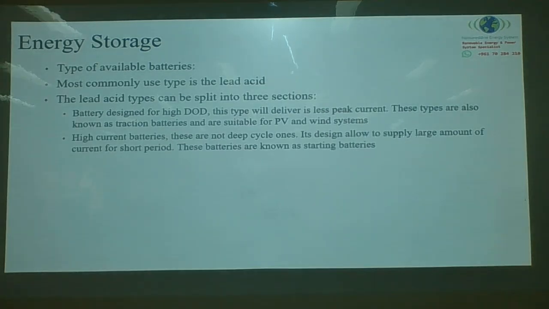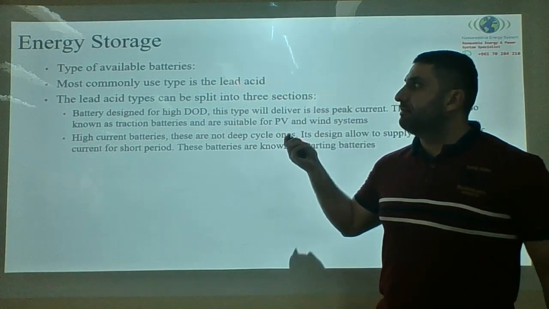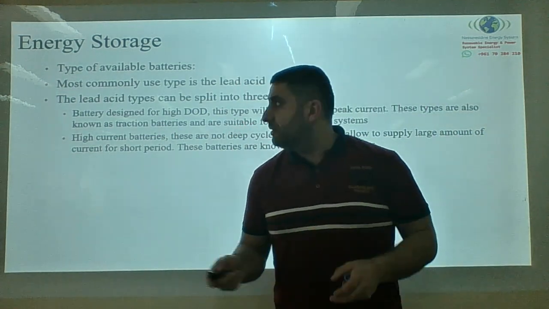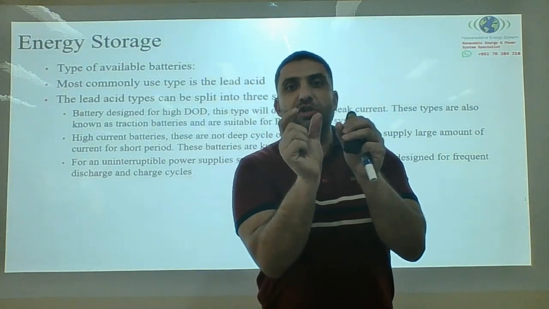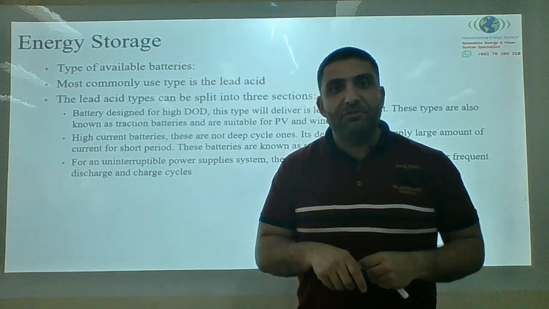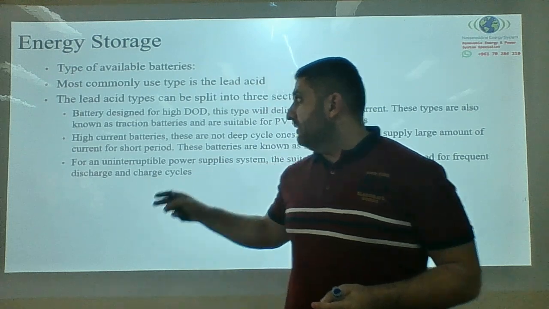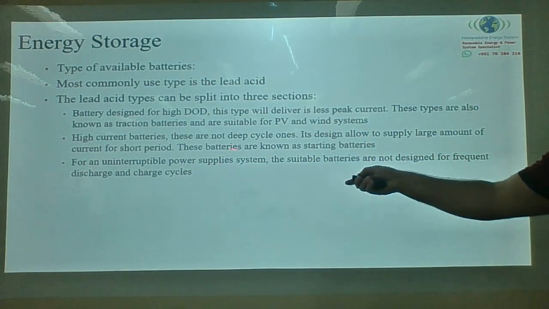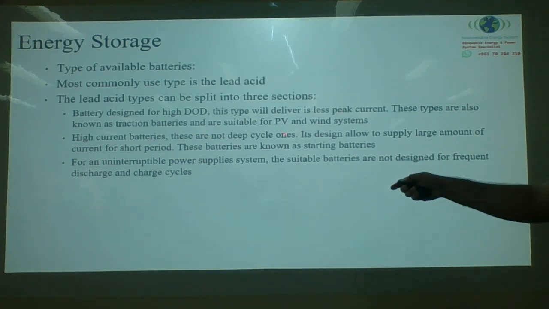Now, guys, I want you to know this information. When it comes to lead acid, you have 3 types of batteries. One battery is designed for a low current discharge and lasts for a long time. Another battery is designed for high current, for a startup current, and the current for a short period. This is known as a static current. They are not deep cycle ones.